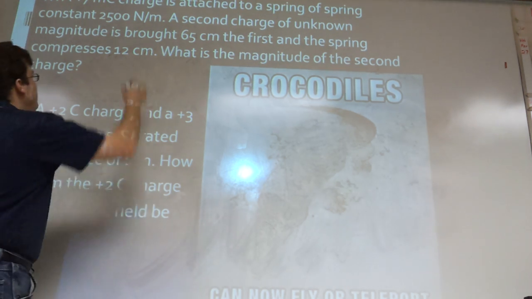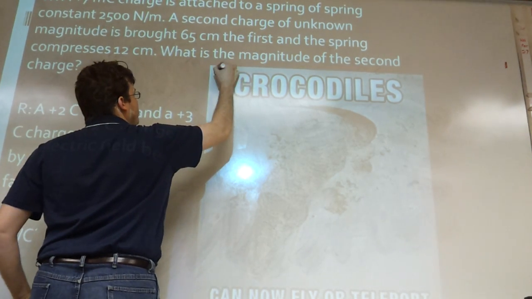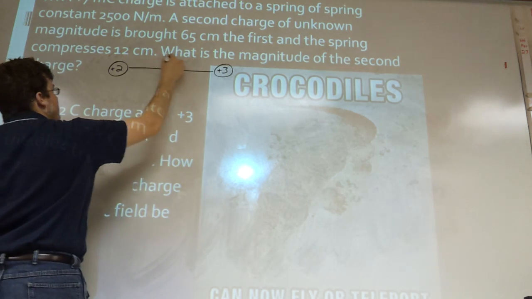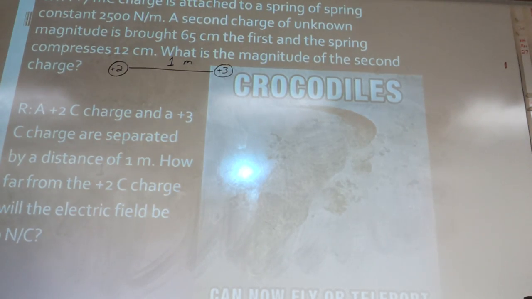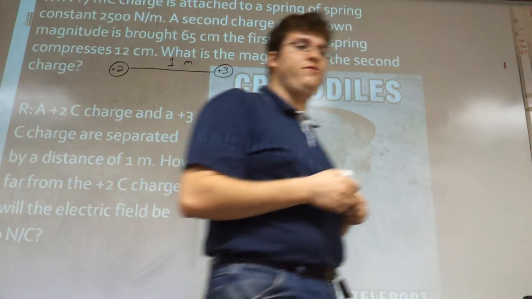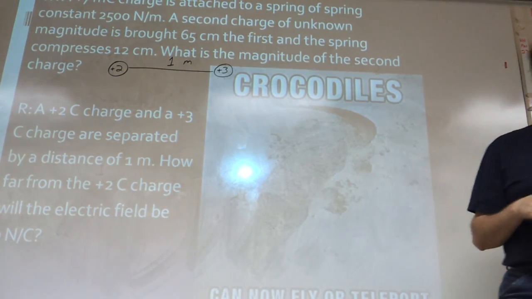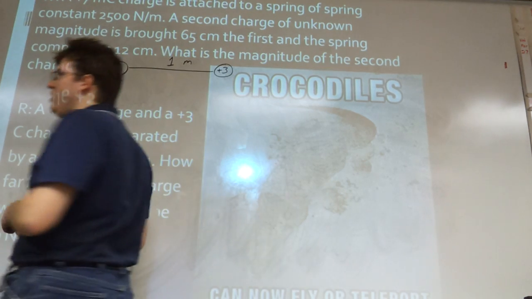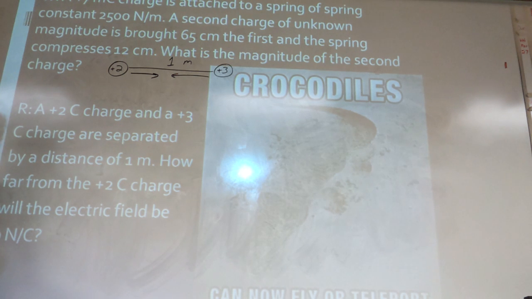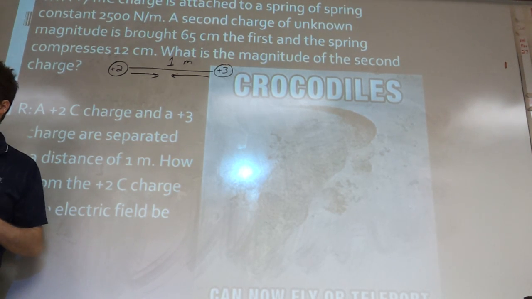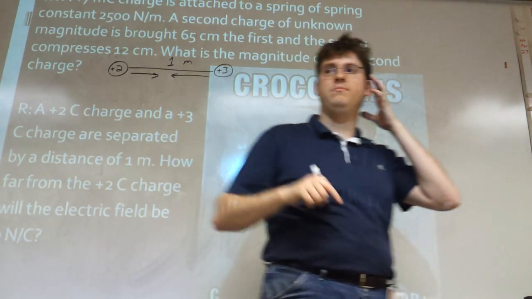All right. So, here's our plus 2 coulomb charge. Here's our plus 3 coulomb charge separated by a distance of 1 meter. Now let me remind you, the electric field, first of all, is a vector, and second of all, it goes out from positive. So looking at these two positive charges, the electric field goes out from one and out from the other. So the electric fields are facing opposite directions, at least between them.